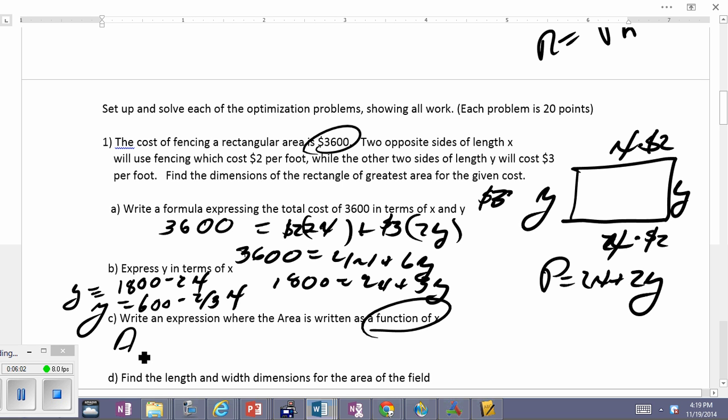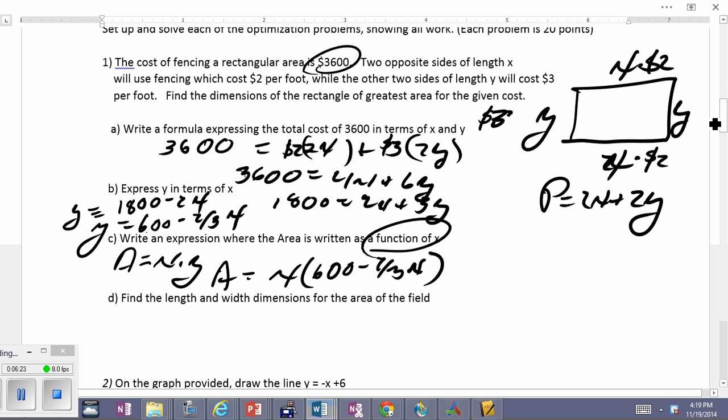Area of that box is x times y. Area as a function of x means that you need to say area is x times y, where we found y up here is 600 minus 2/3 x. Okay? All right? So that's the area function.